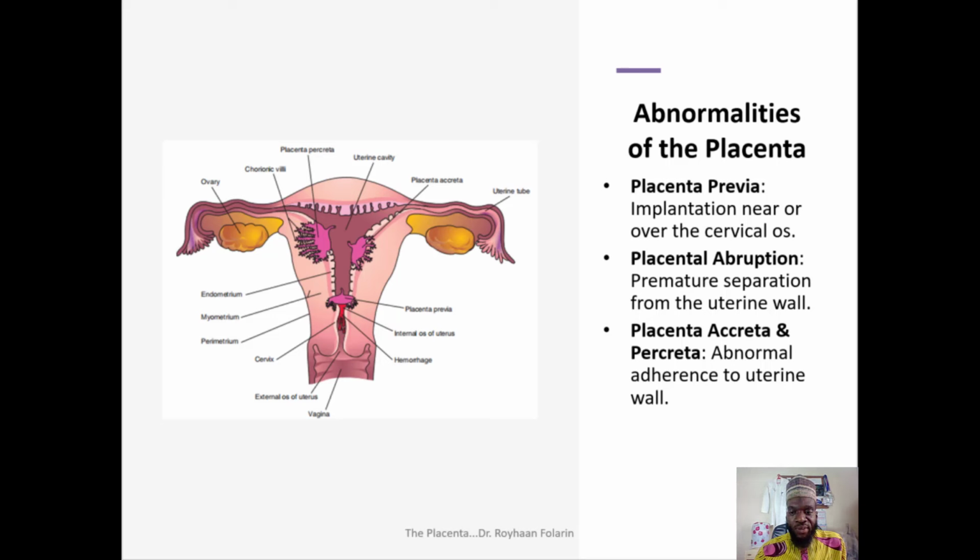But it is percreta when you have the chorionic villi penetrate the full thickness of the myometrium, or even through the perimetrium to the peritoneal covering outside. So this abnormality is what is called placenta percreta. Third trimester bleeding is common whenever these abnormalities happen. It is a common sign of placental abnormality whenever there is bleeding during the third trimester.